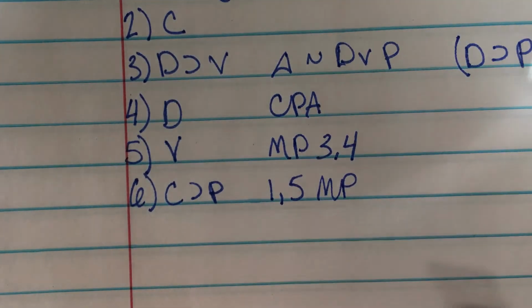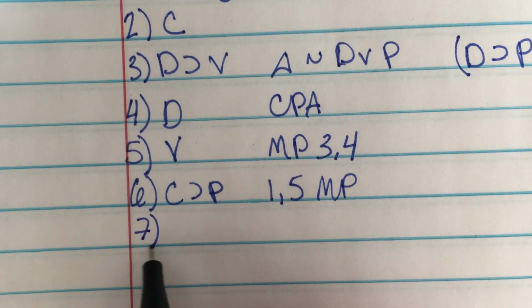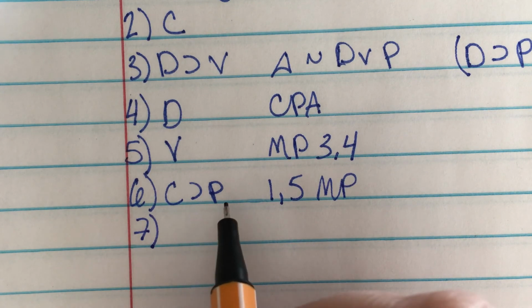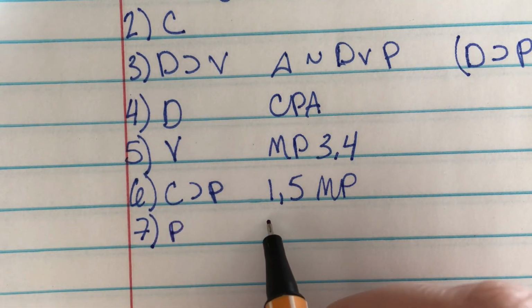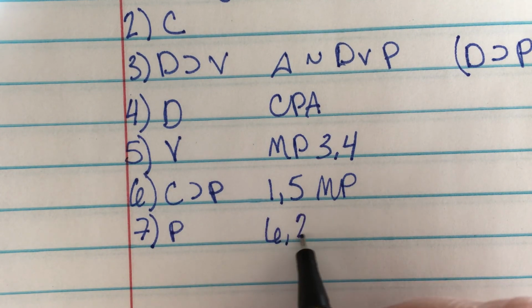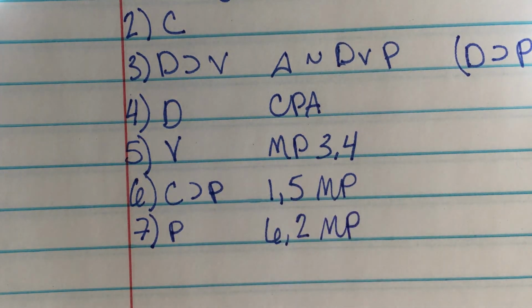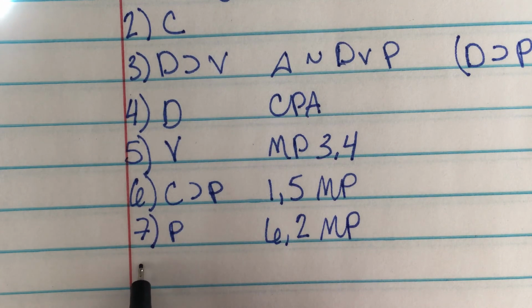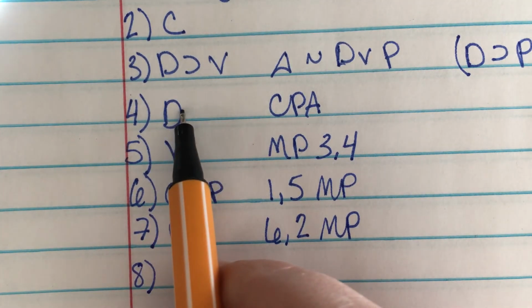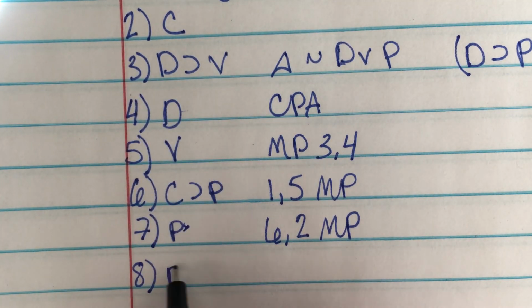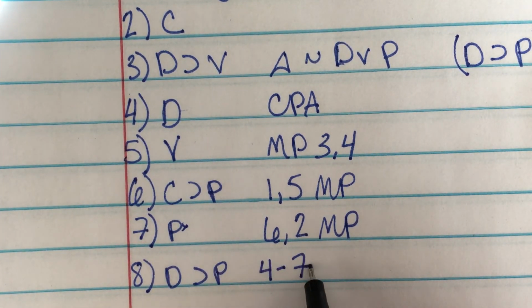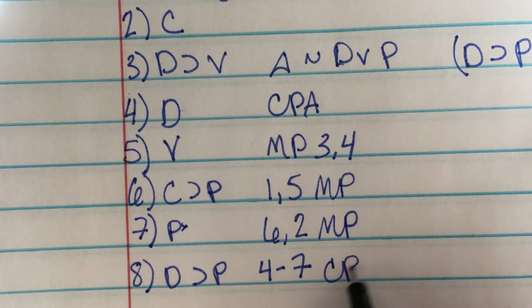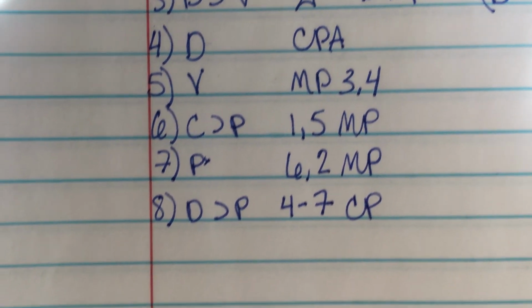Now, I have C. So now I can get P, right? So P from 6 to modus ponens, okay? And now look what I've gotten. I have if D, then P, from 4 through 7, conditional proof. Does that make sense to y'all?